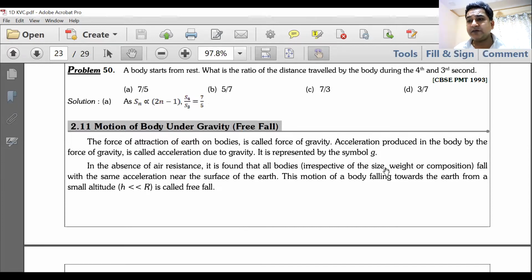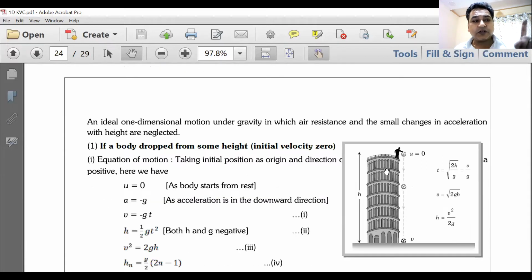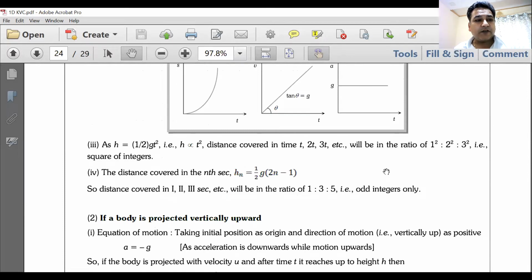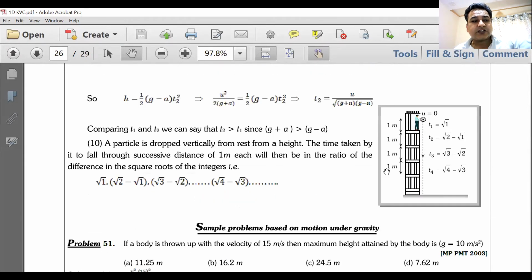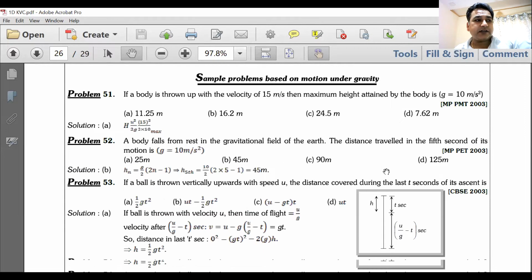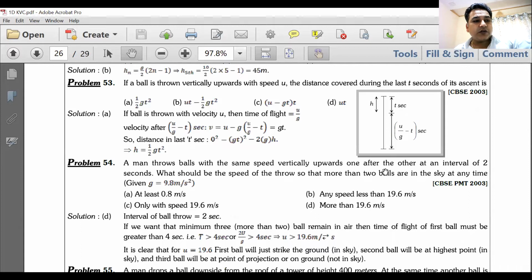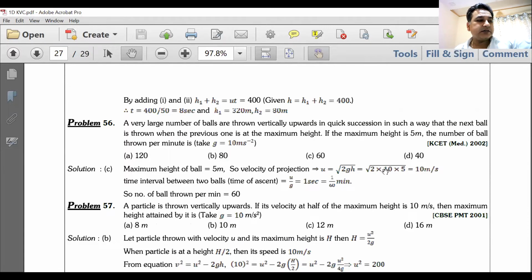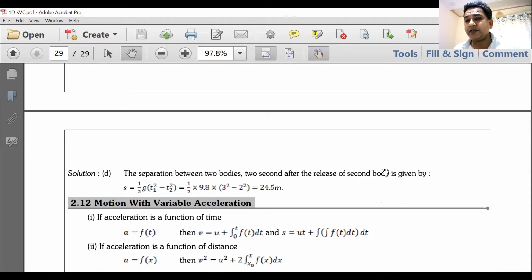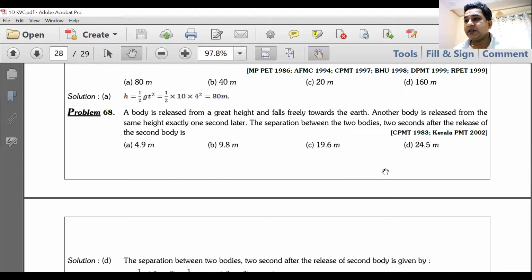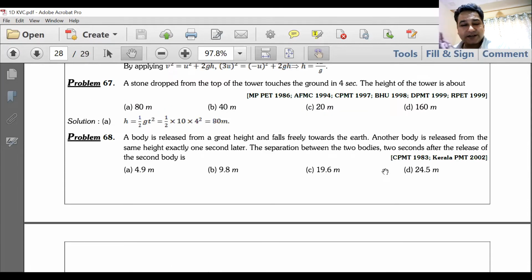Then you have a section of motion under gravity. So look at this section. We will do it in the next class. Just leave this section. Do not read it. You can solve the questions starting from question number 51 and going till question number 68. So 51 till 68, you have to try and solve 50 to 60 and 61 to 68. That is 40 to 50 and 51 to 68.